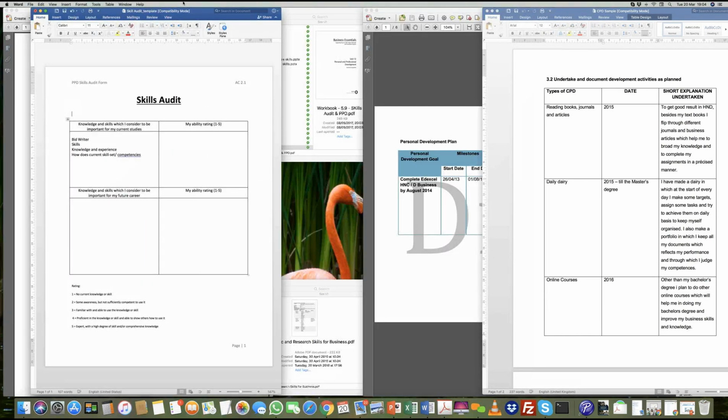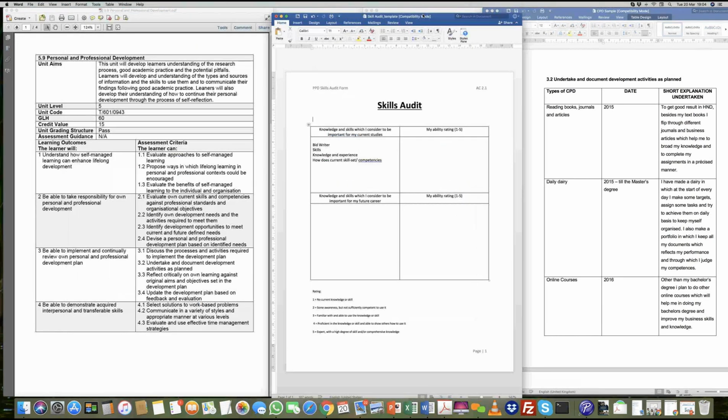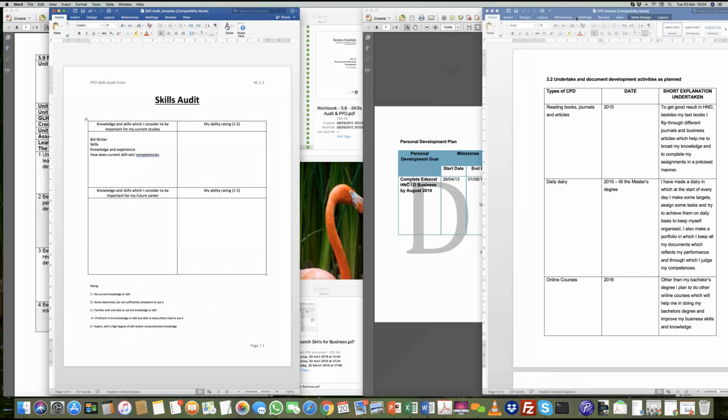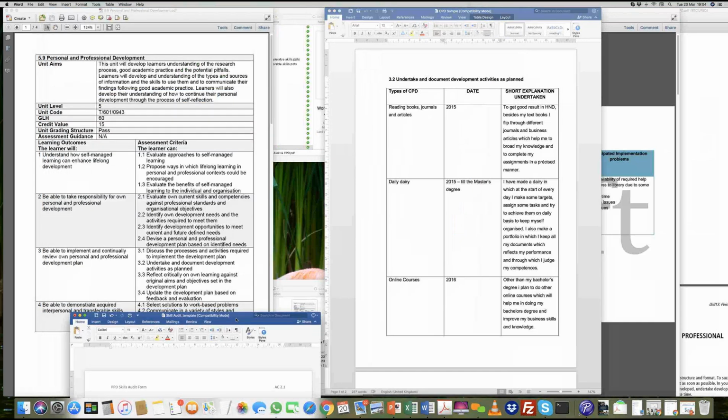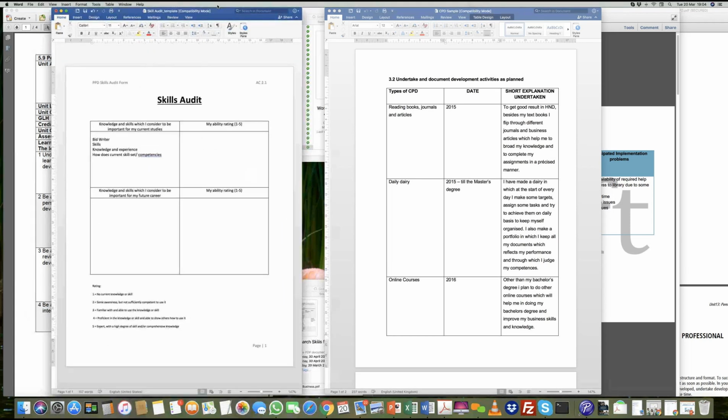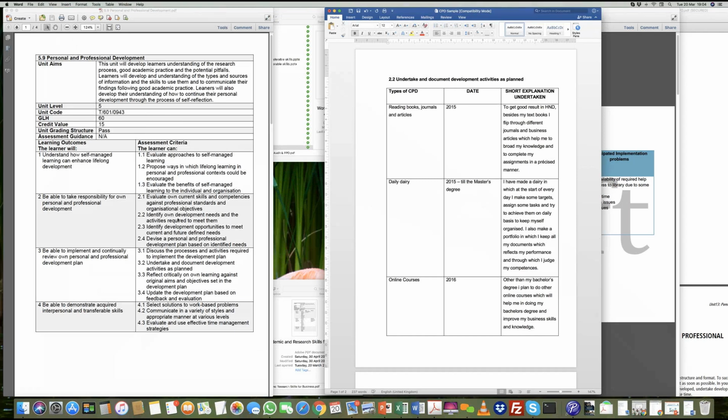Now, once you've done this audit and the skills, you know what you need and what activities you need to do. What you then do is put down some sort of a plan. And this is where we need to identify our needs, and against these needs we put some sort of activities that we want to do. So in this task 2.2, it says identify our development needs and activities required to meet them.